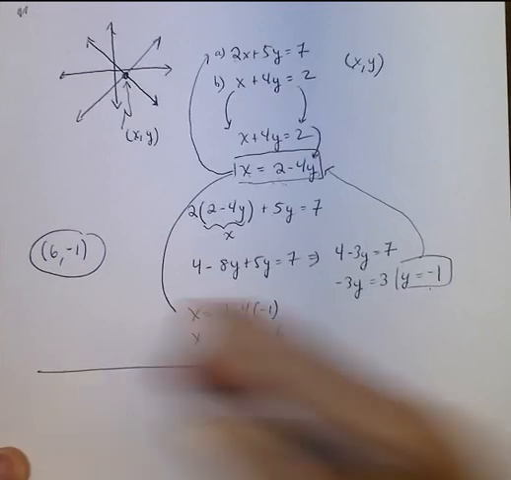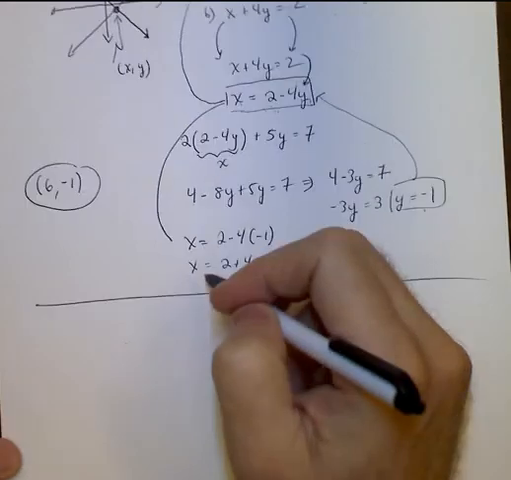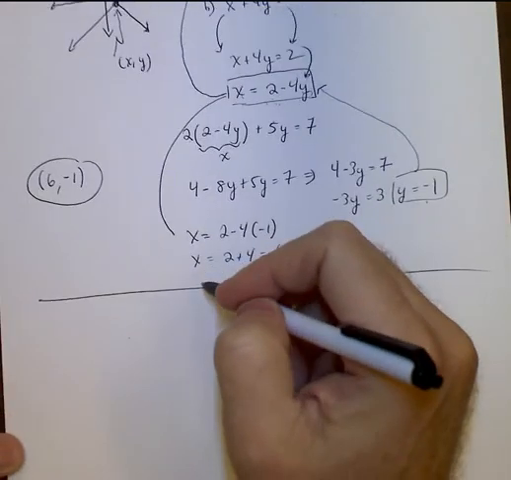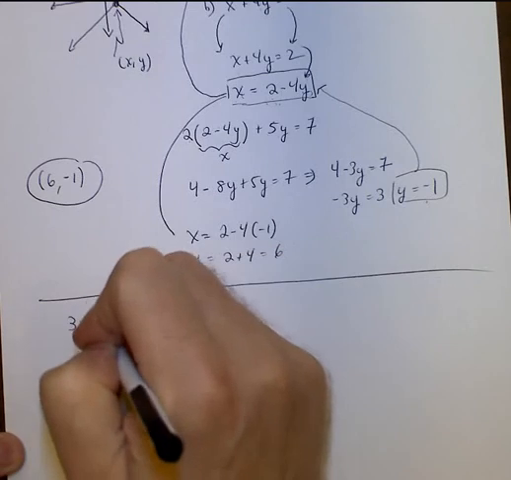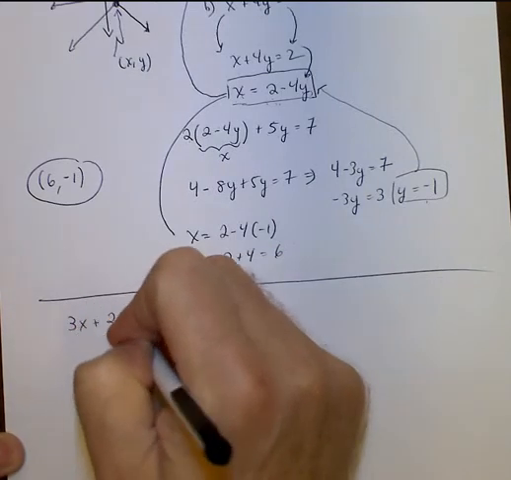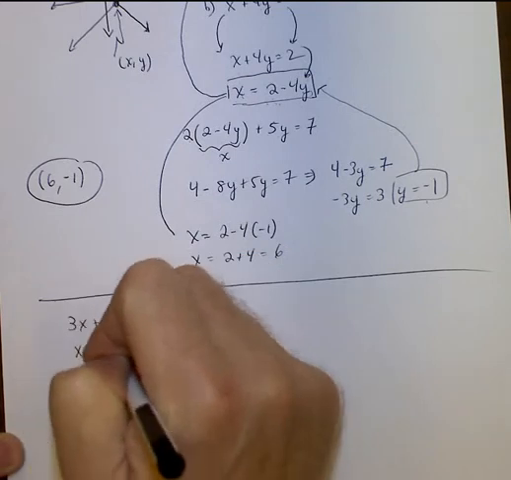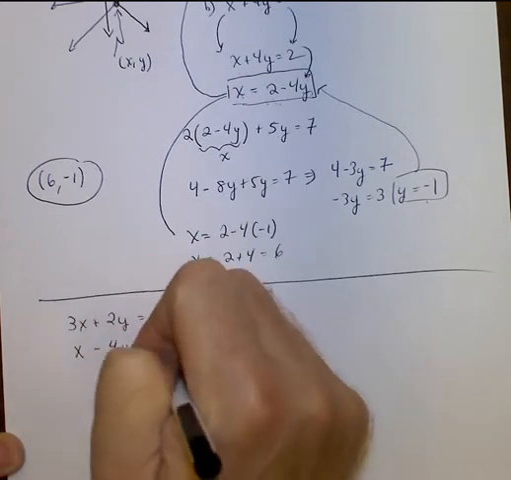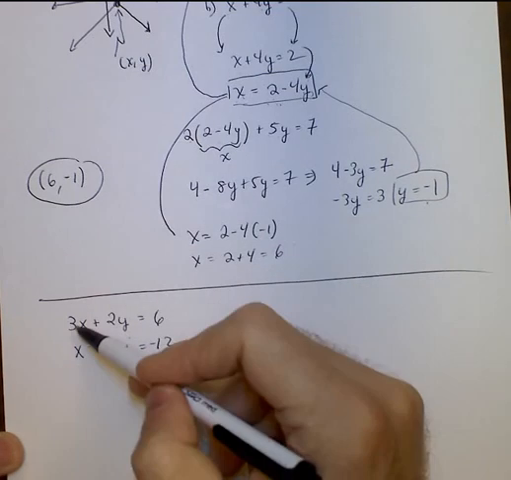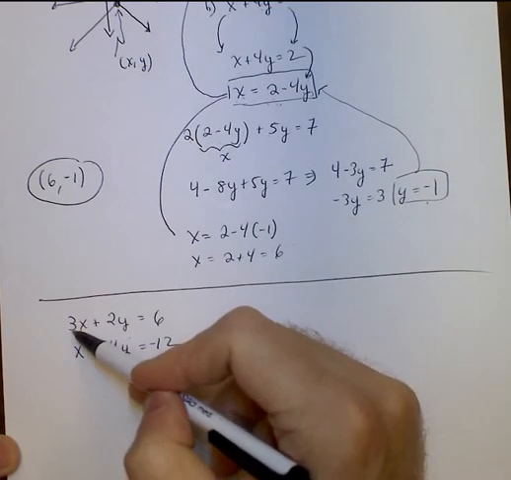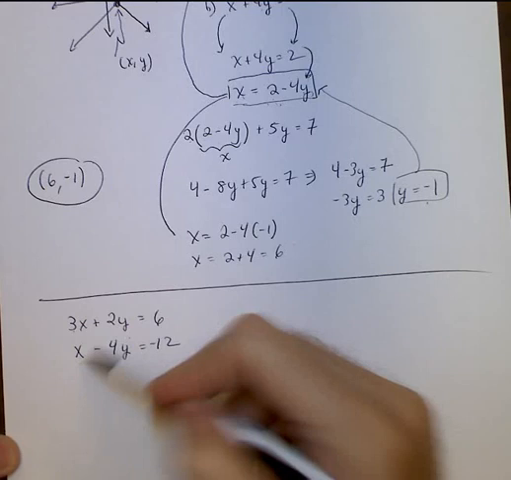Okay, let's do one more just to make sure we've got that. Let's go with 3x plus 2y equals 6, and x minus 4y equals negative 12. Look for the coefficient of 1. It's not that one, it's not that one. Here it is. So we take this equation and we rewrite it.